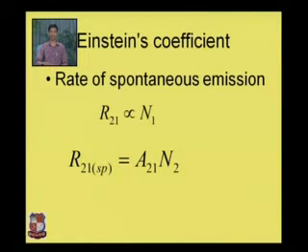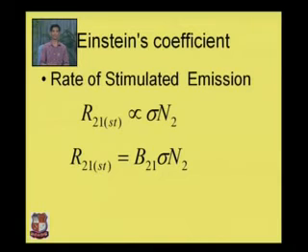So the rate of spontaneous emission depends only upon the number of electrons in the excited state. If you have more electrons in the excited state, your rate will be more. So R21 is equal to A21 N2. Similarly, the rate of stimulated emission is the number of electrons coming from the excited state to the ground state in unit time by an external photon.